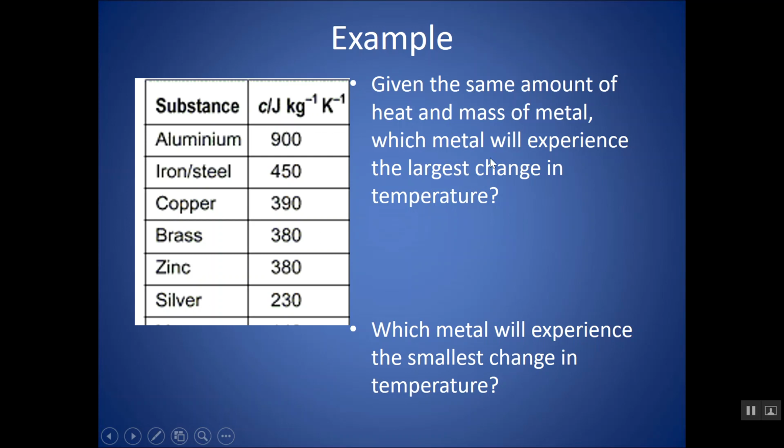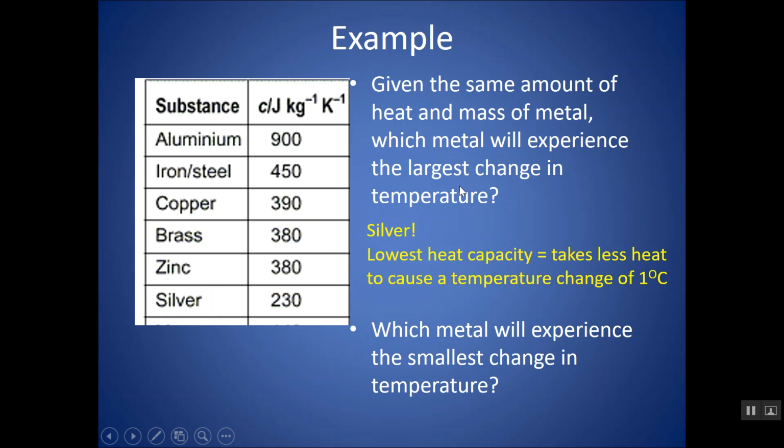And I want to know which will experience the largest change in temperature for the same amount of heat and the same amount of mass. So if I think about my equation, I'm looking for something that has a lower heat capacity. A lower heat capacity means it would take less heat to change the temperature, so the temperature is going to change more greatly. So silver here has the lowest heat capacity, so it's going to change temperature the most.